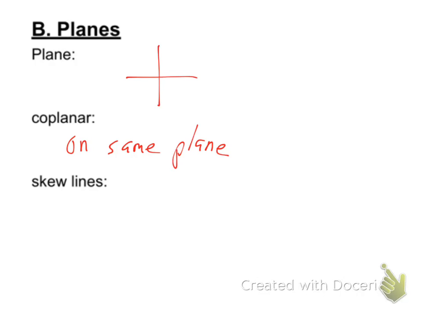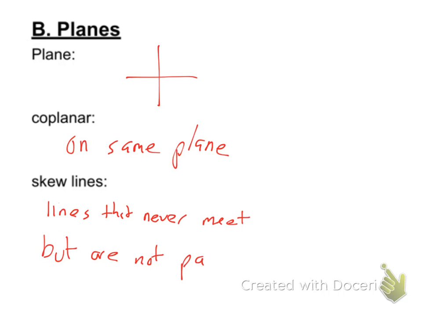Skew lines are lines that never meet. Okay, there's a huge distinction here. Lines that never meet, but are not parallel. Because parallel lines never meet, right?